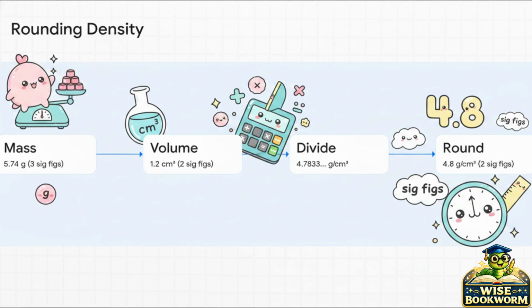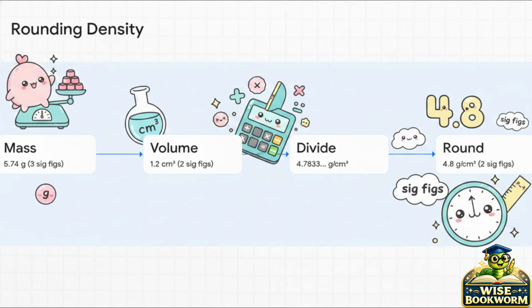Here, we care about the total number of significant figures. Let's walk through this real-world density calculation. We're dividing a mass that has 3 significant figures by a volume that only has 2. Naturally, your calculator just spits out 4.7833 and on. But here is where we step in and ruthlessly drop those insignificant digits.